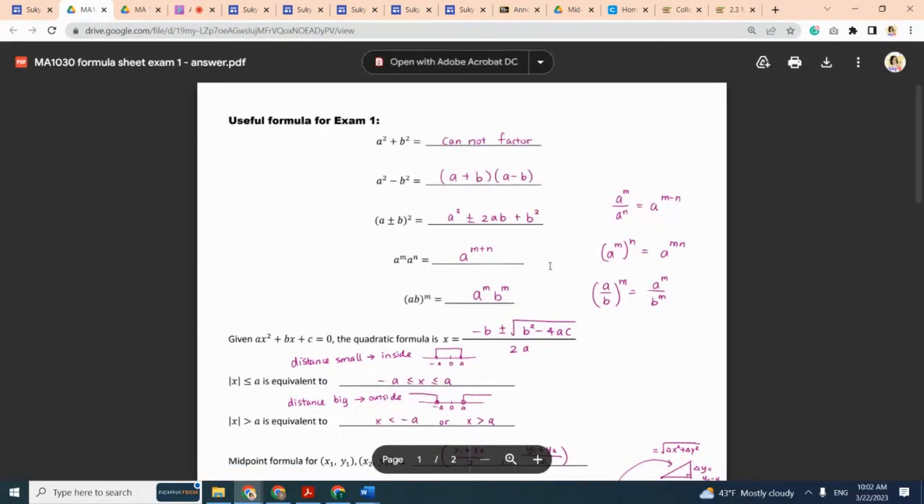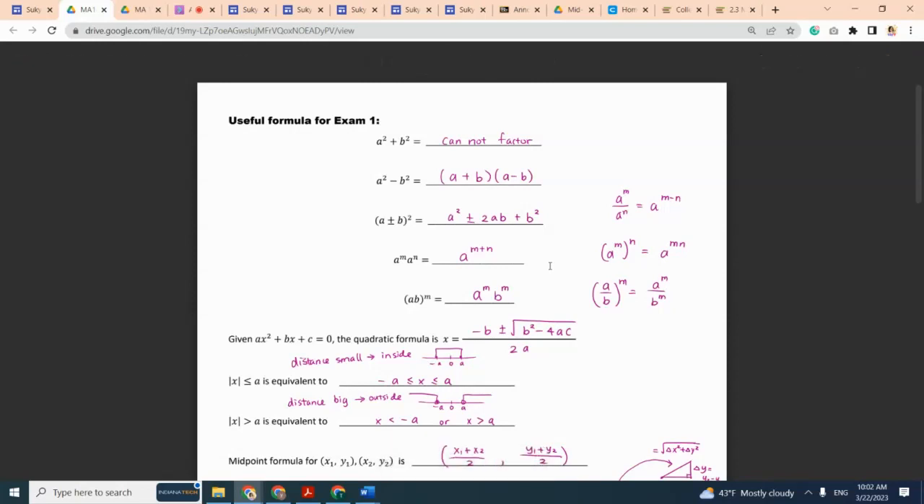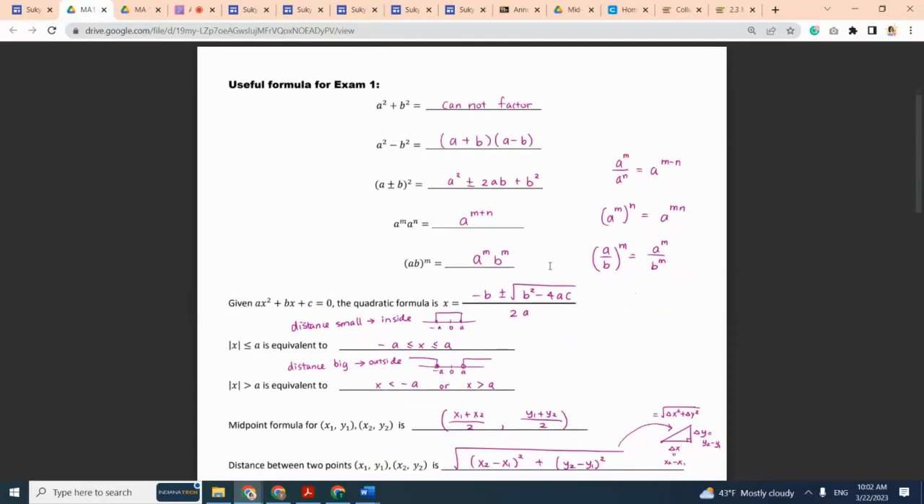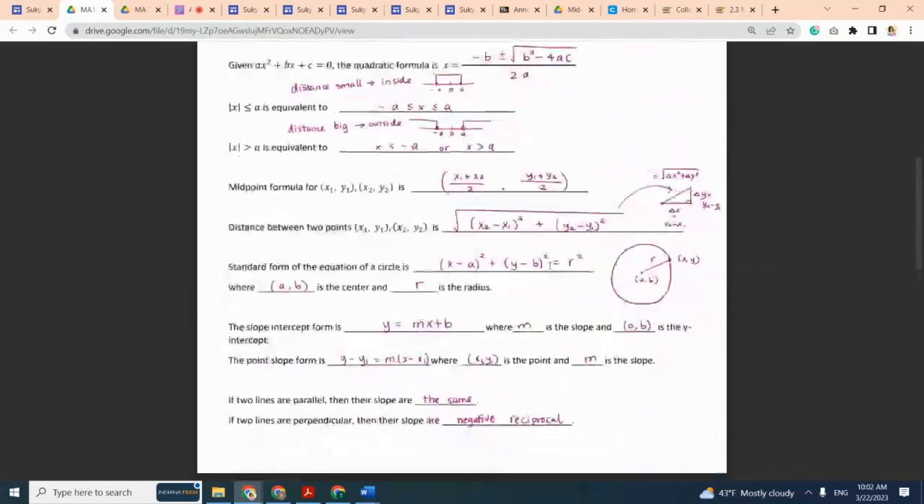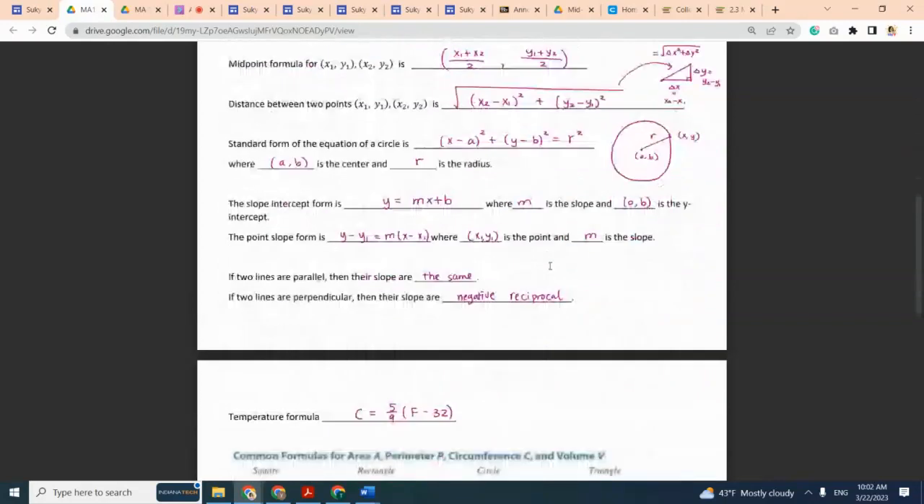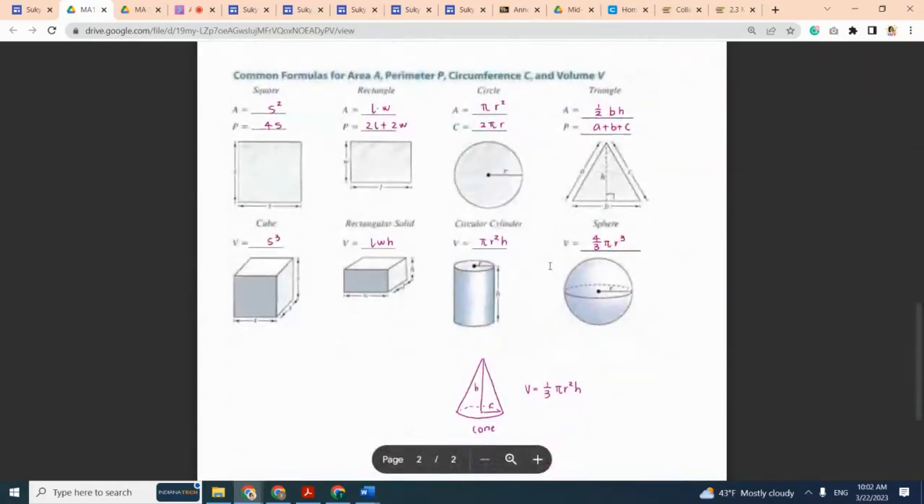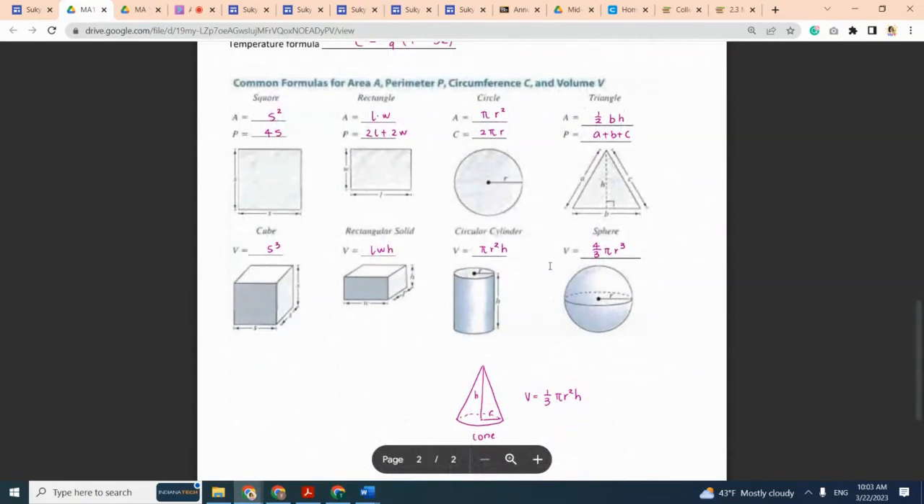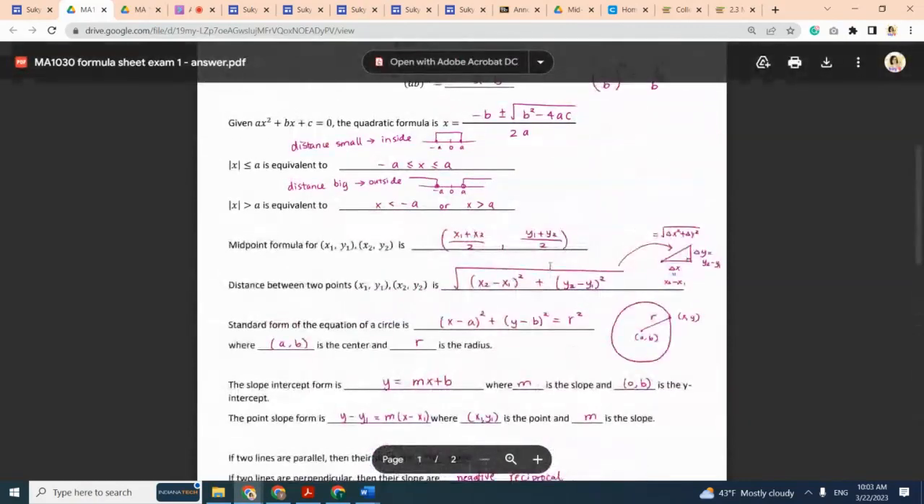So this is the answer for the formula sheet of your exam 1. My suggestion: don't copy it. Try to write down the formulas by yourself first, and then check the answer. Is that clear, everybody? So exam 1, yes, these are the formulas you need. Exam 2, you might not need everything of this, but you might need some of them.